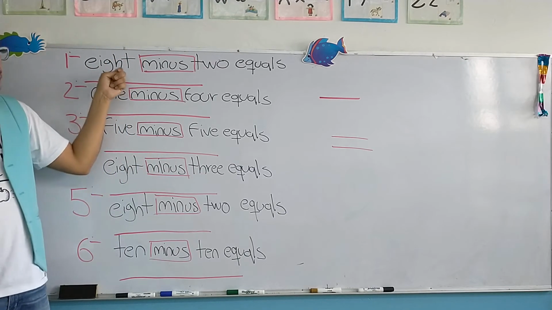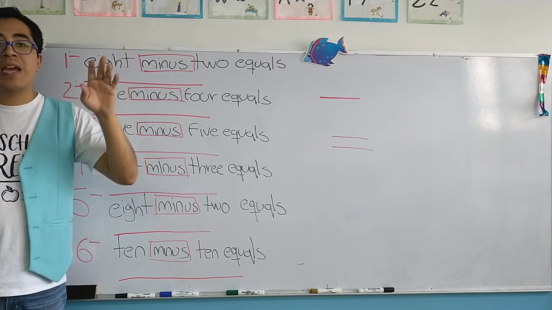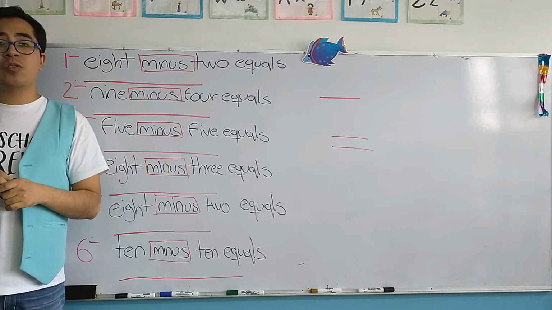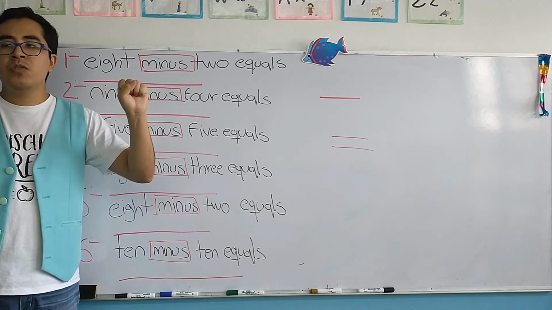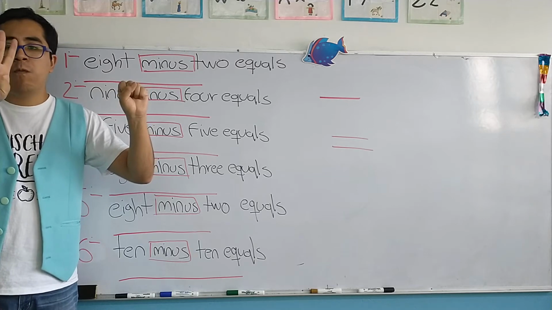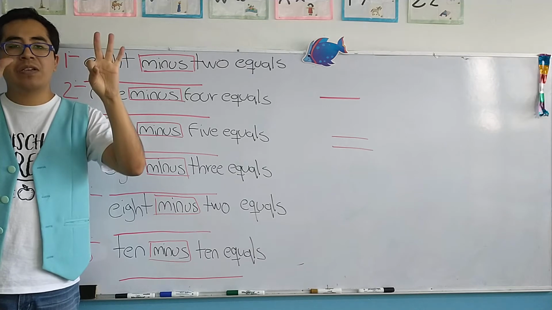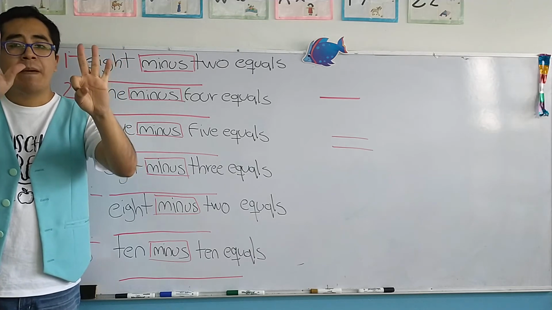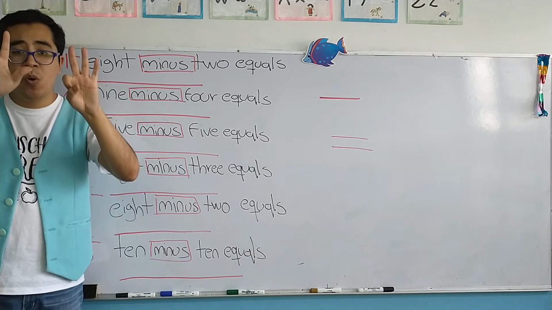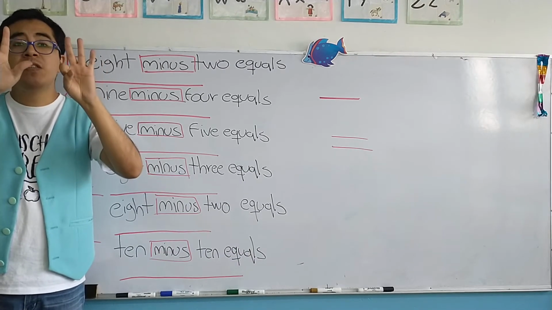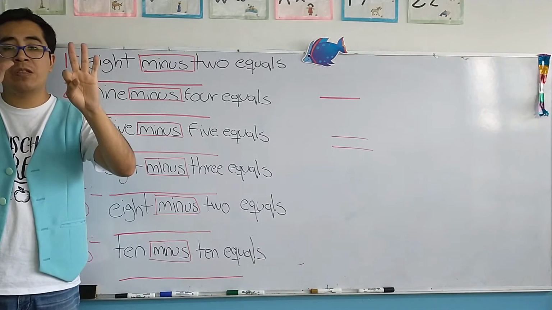So, the first number, 8, let's count 8 fingers. 1, 2, 3, 4, 5, 6, 7, 8. So we have 8 minus 2. We have to remove 2 fingers.